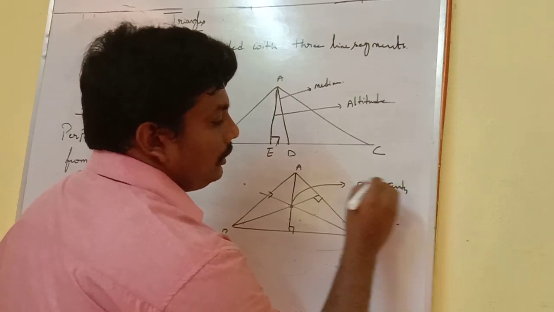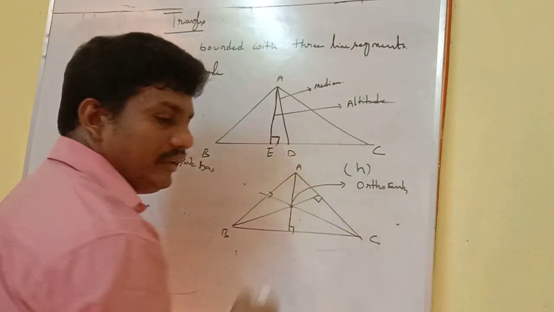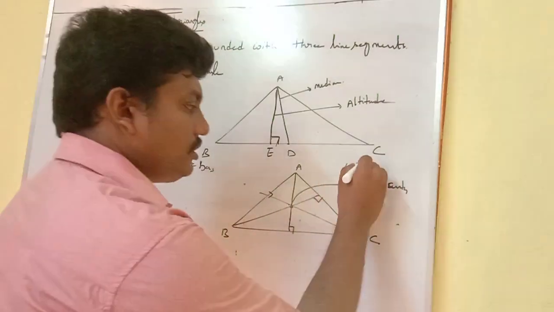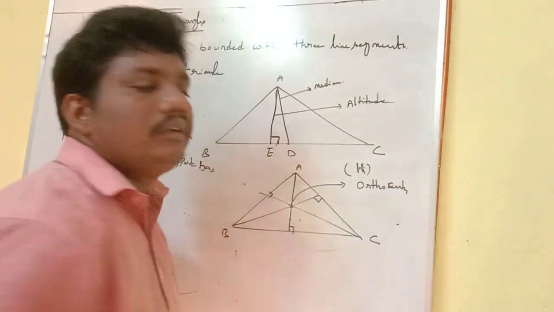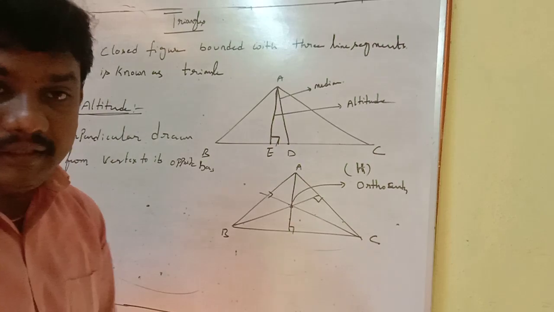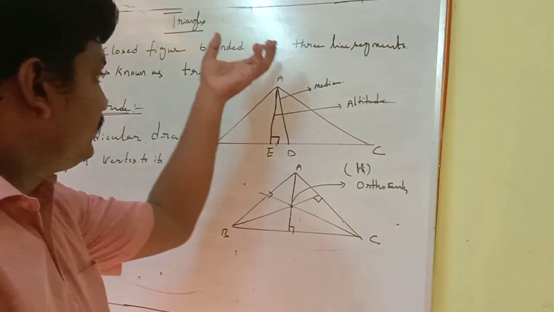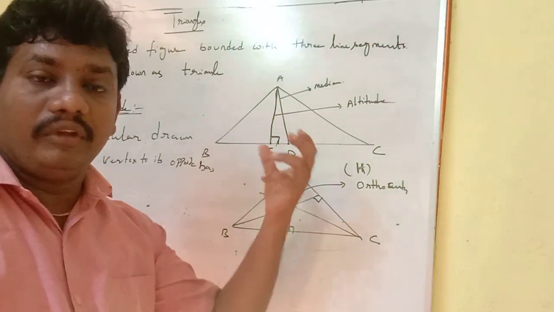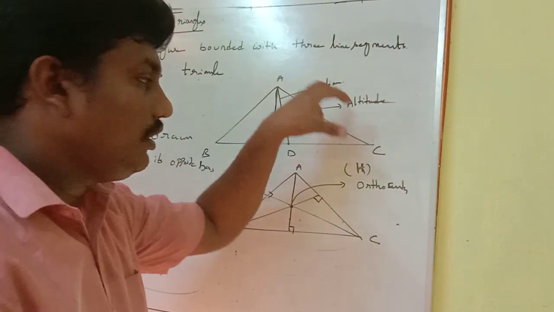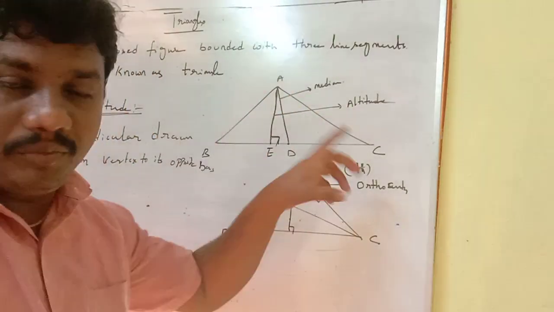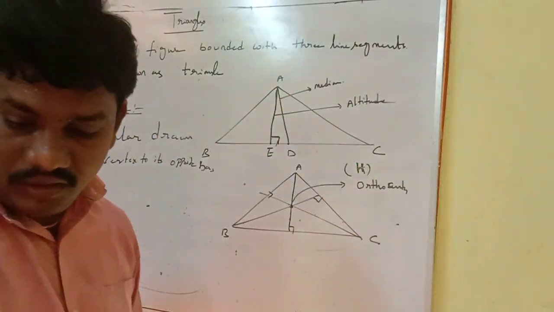Orthocenter, which is denoted with capital H. That is called the orthocenter. So in this concept, what we concluded here is what the median is and what the altitude is, what the median's concurrency point is and what the altitude's concurrency point is.